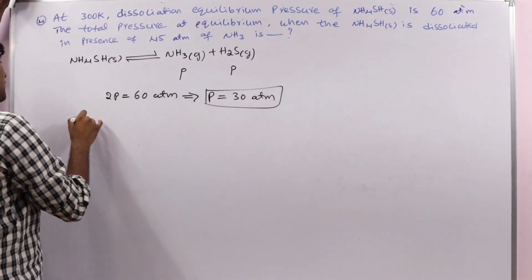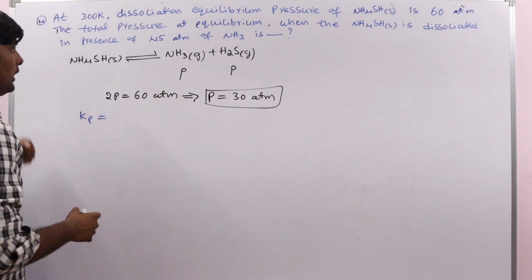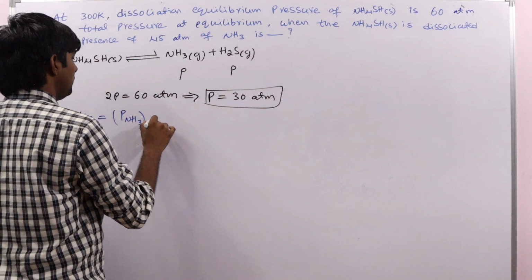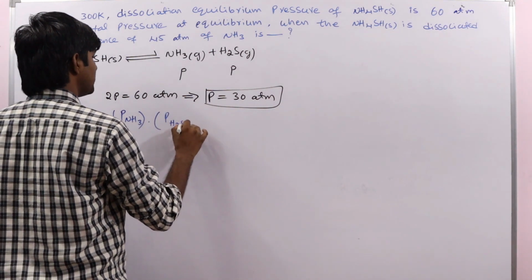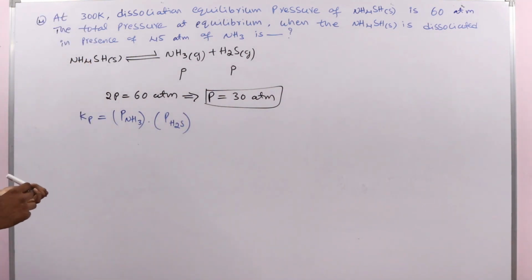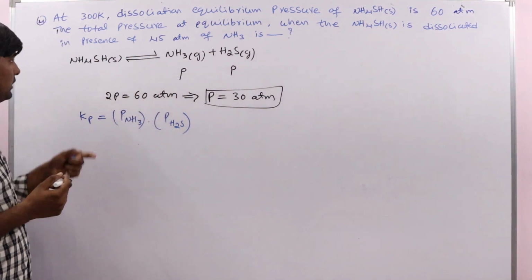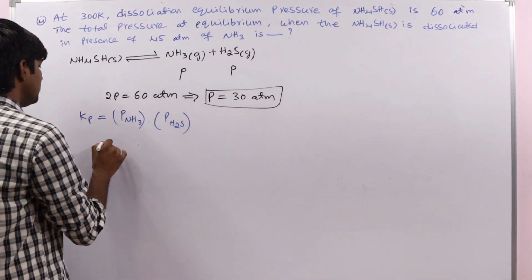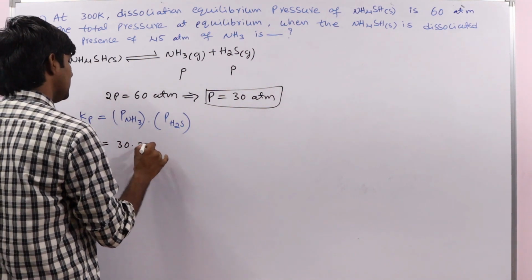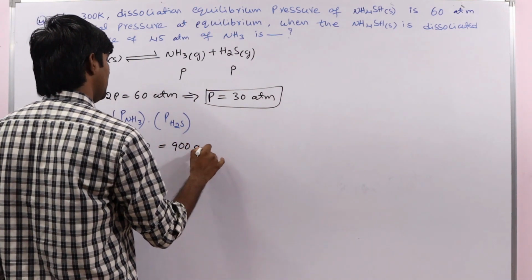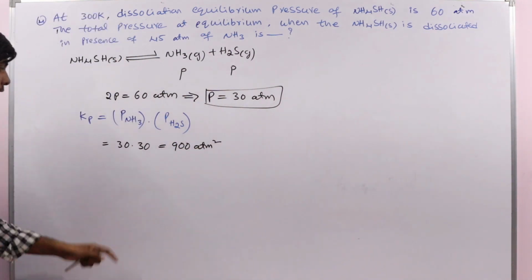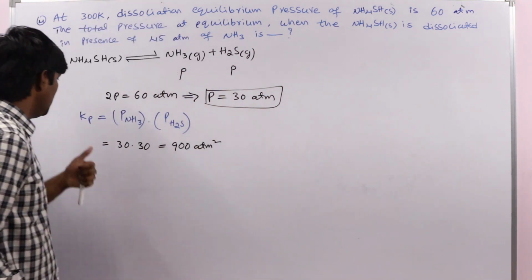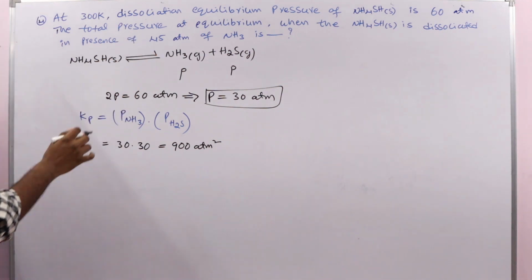For this, first we have to calculate Kp. Kp equals partial pressure of NH3 into partial pressure of H2S. This is the Kp expression for this equilibrium. NH4SH is a solid, so it does not appear in the equilibrium constant. So 30 into 30, that is equal to 900 atmosphere square. Kp is 900 atmosphere square.